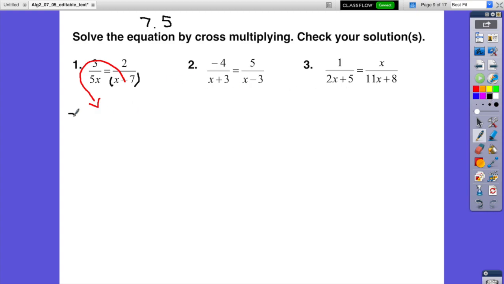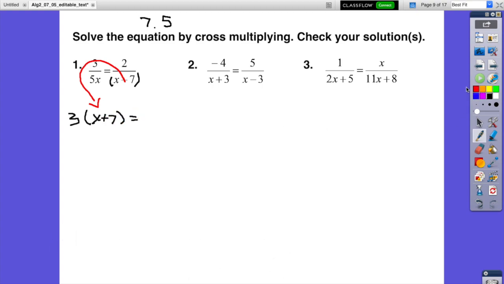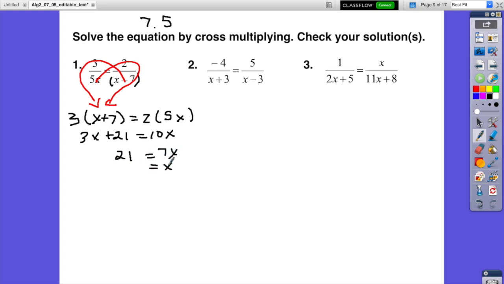And that's going to be 3 times the quantity of x plus 7 is going to equal the other half. And if you see, I kind of made a little heart, which is going to be 2 times 5x. Okay, so that becomes 3x plus 21 equals 10x. Collect like terms, 21 is going to equal 7x, so x equals 3.